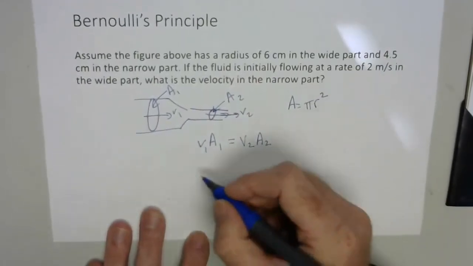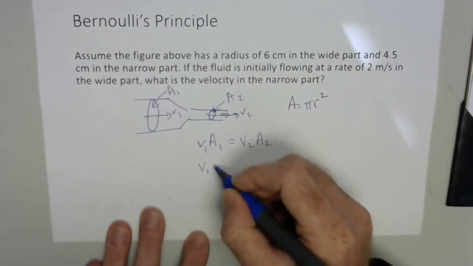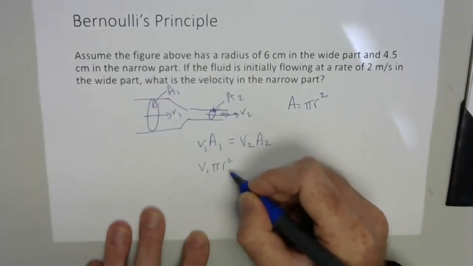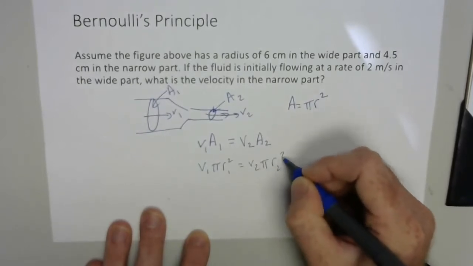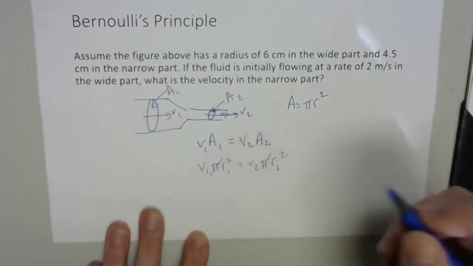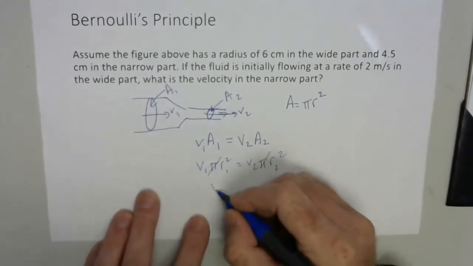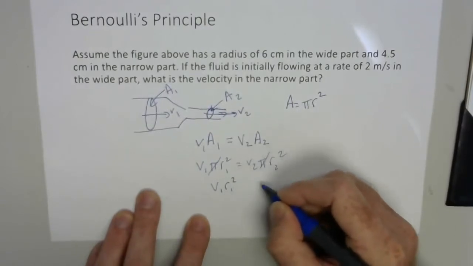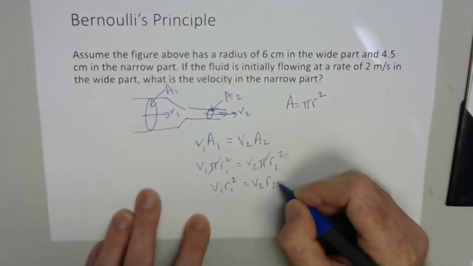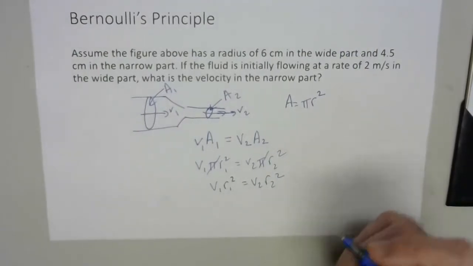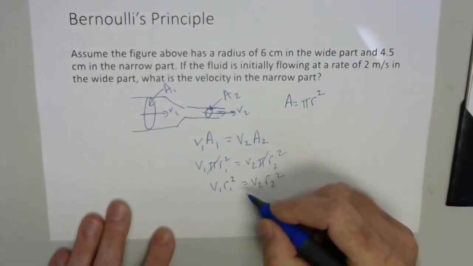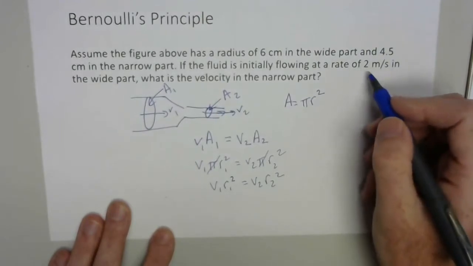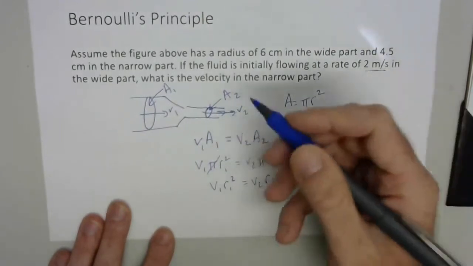We plug in our area, what we find is that we got pi r squared for the first section, and then pi r squared for the second section. Pi is a constant and it cancels. So what we get is v1 r1 squared equals v2 r2 squared. And then it's just a matter of plug and chug. So then we can solve for the speed in the narrow part. We know it in the wide part, we need it in the narrow part.